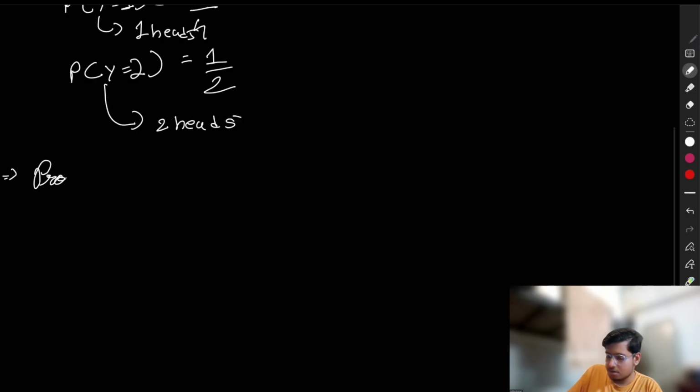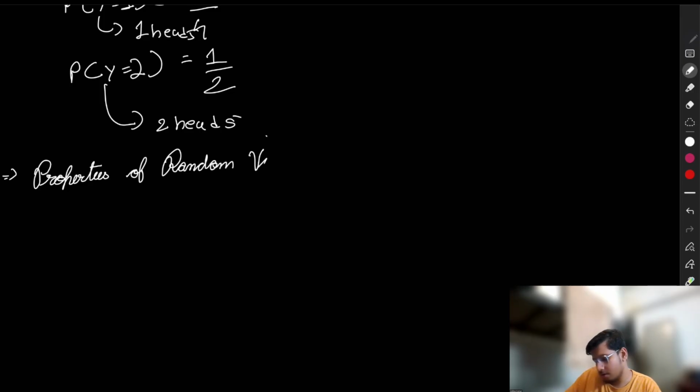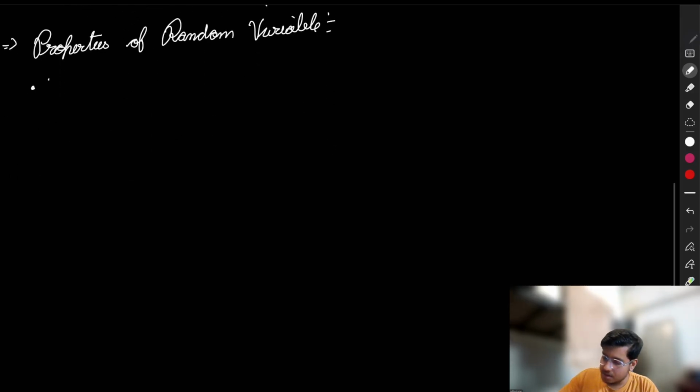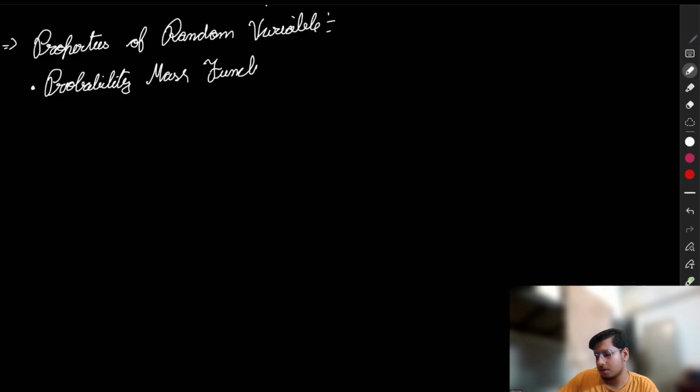Properties of random variable. There are mainly three properties of random variable. That is probability mass function. You can also write its notation as PMF.